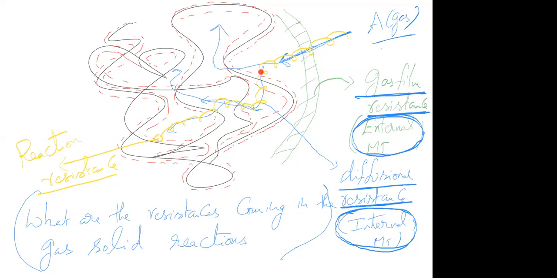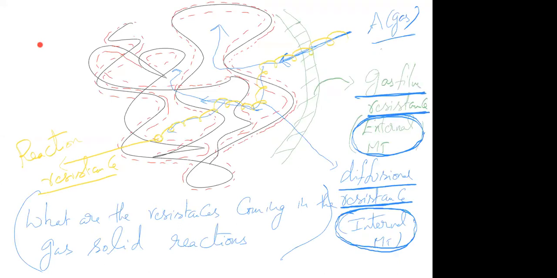Then inside pores, it has to diffuse and then sit on the surface. So there is reaction resistance, external mass transfer, and internal mass transfer. So this is how the catalytic reaction occurs. If there is no catalyst, then there is no concept of external mass transfer, and no concept of internal mass transfer.